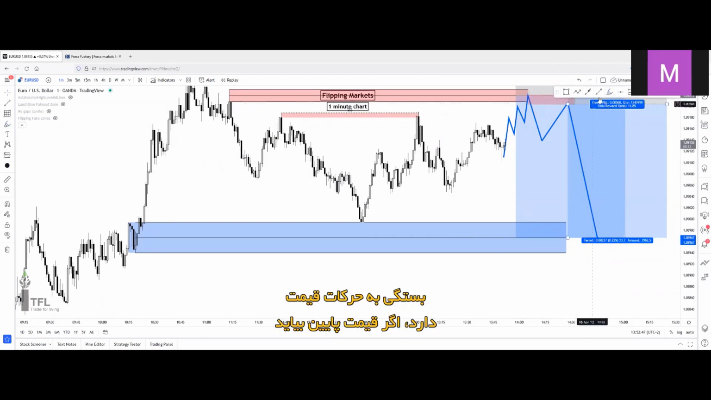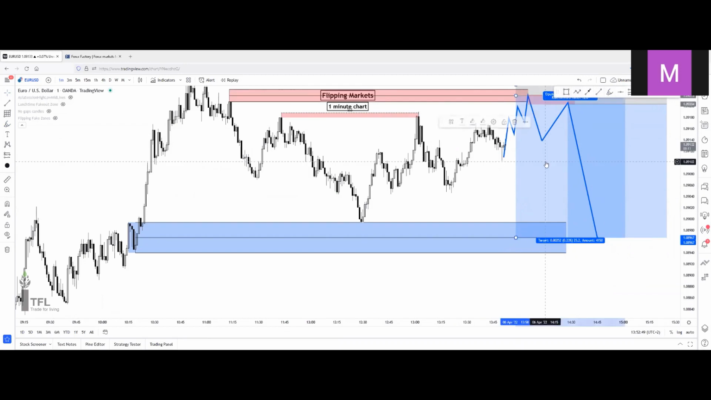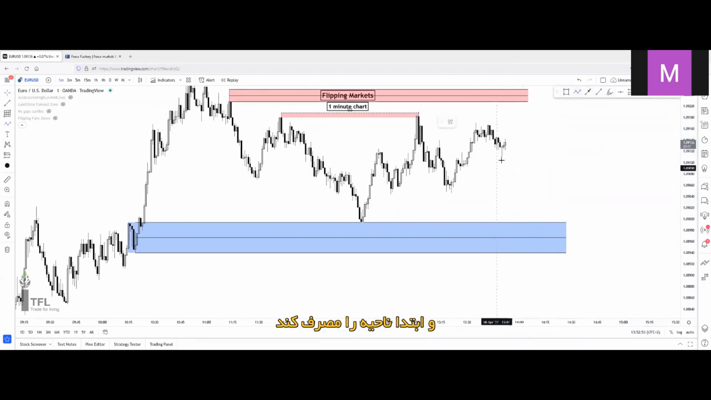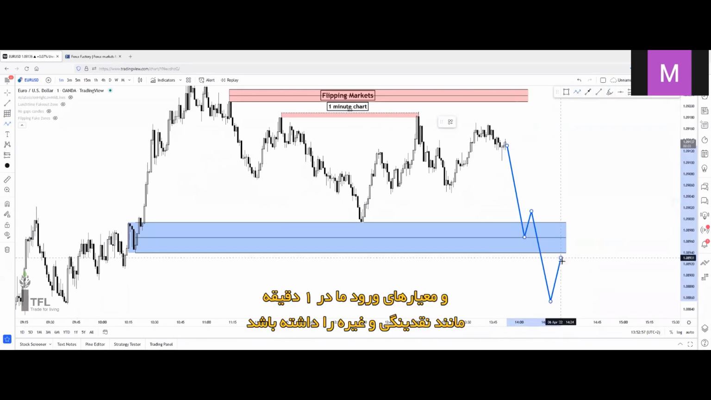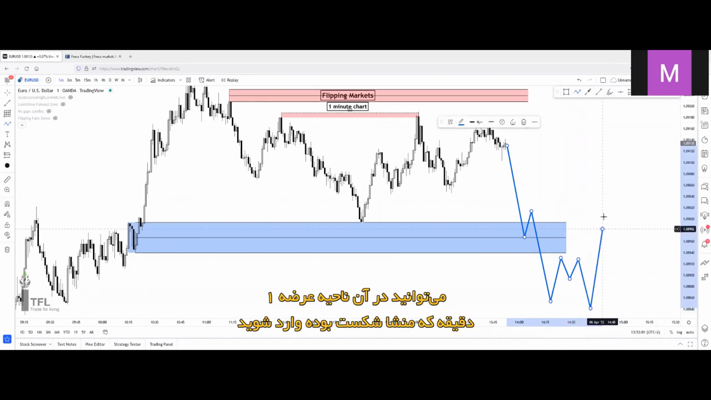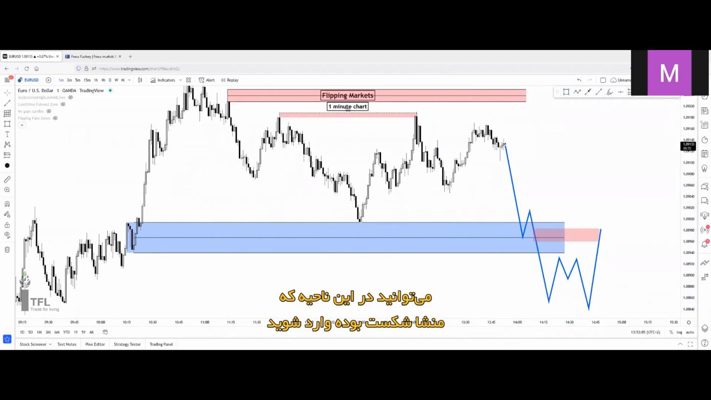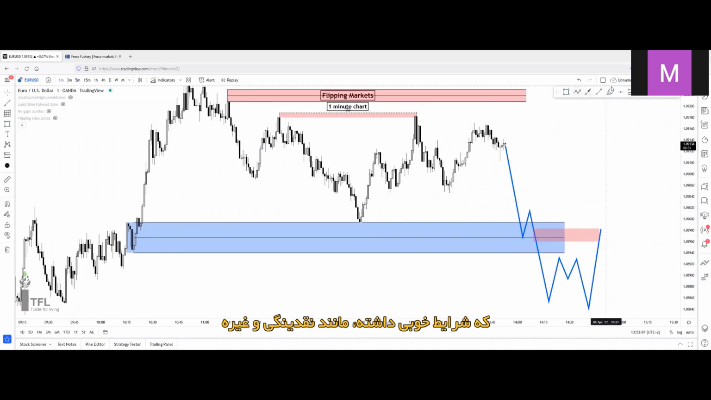If price comes down, let me just remove these drawings from here. If price comes down and mitigates this zone first, and let's say it breaks below this zone and creates a good one minute entry criteria with liquidity and everything we need, you can enter on that 1 minute zone that was the cause of the break. You'll be able to enter on this zone that has caused the break and has a good entry criteria.